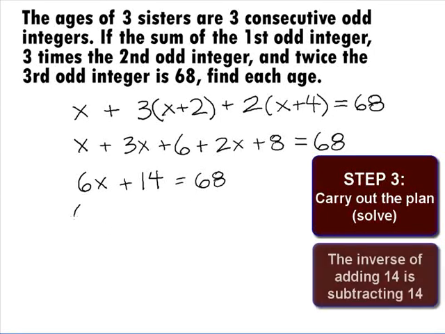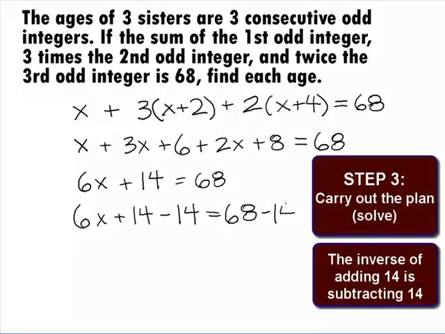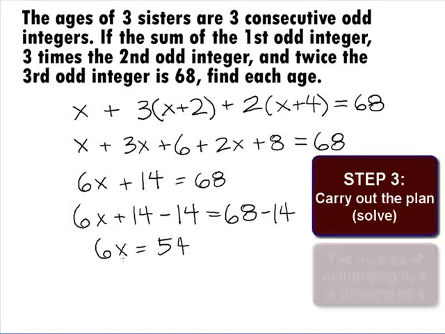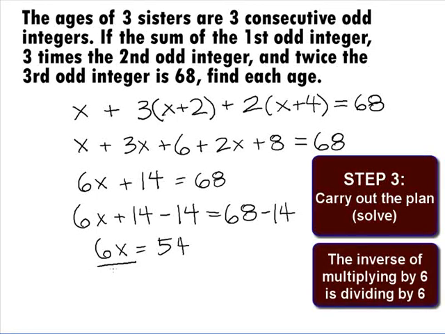Next, we can do the inverse of add and subtract 14 from both sides. This gives us 6x plus 14 minus 14 equals 68 minus 14. This will leave us with just 6x on the left side equals, and on the right side, 68 minus 14 gives us 54. Finally, we can do the inverse operation of multiplying by dividing both sides by 6. We will get 6x over 6 equals 54 over 6, which will give us x equals 9.